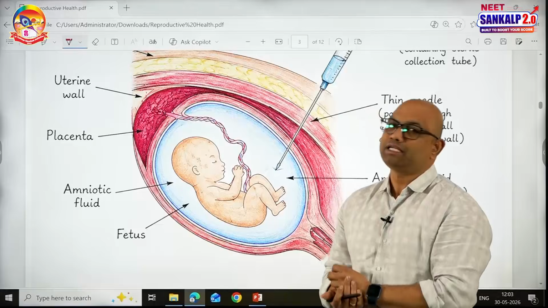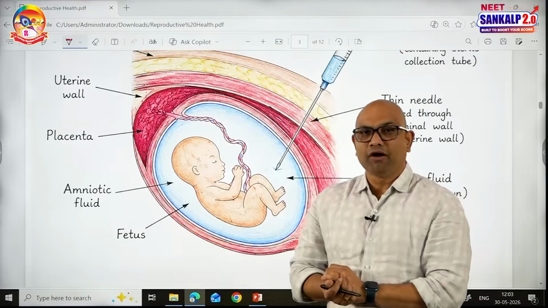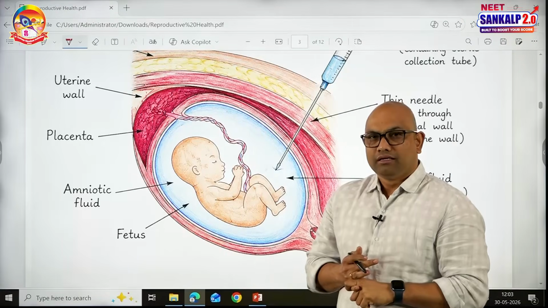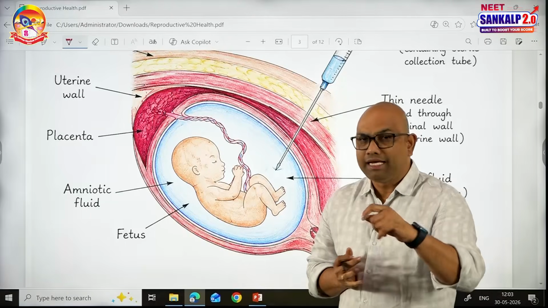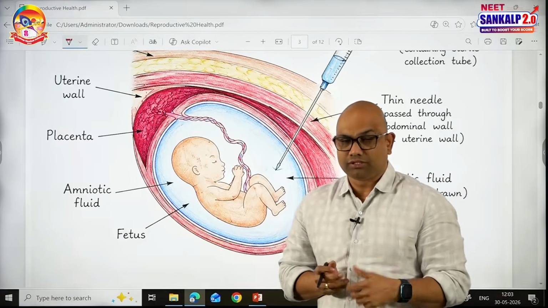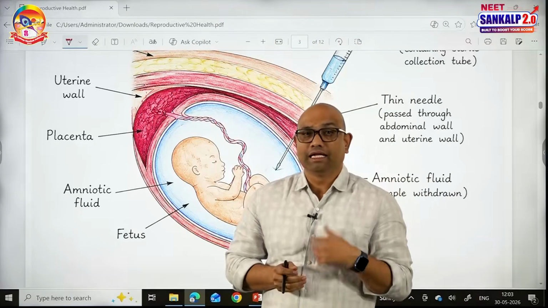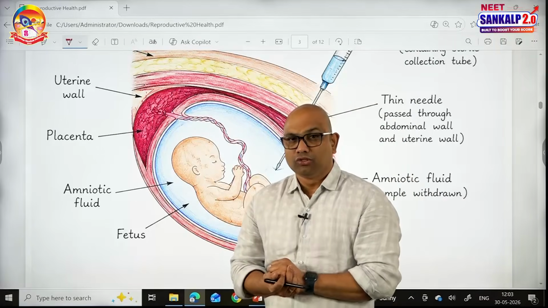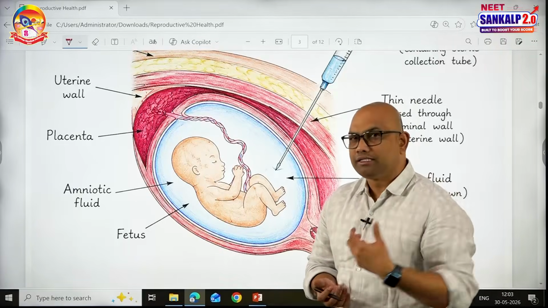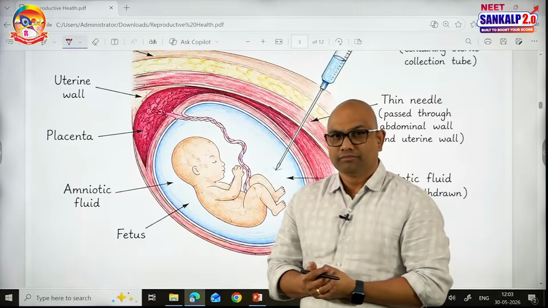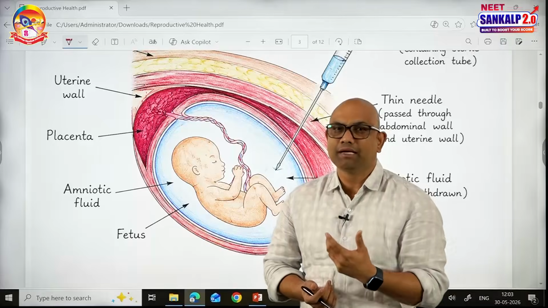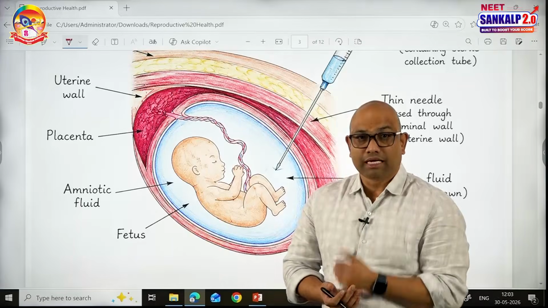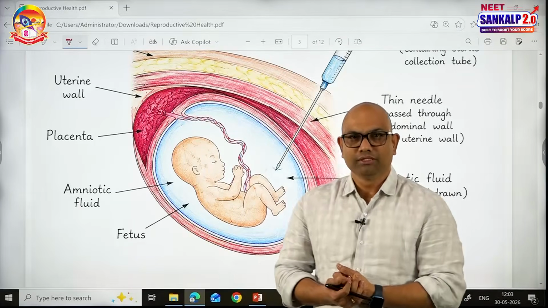And what is the purpose of amniocentesis? Amniocentesis is performed to know the genetic makeup of a child. It can identify gene disorders like Mendelian disorders. It can diagnose chromosomal disorders, and it can also identify some metabolic disorders based on the biochemical substances. So, what are the gene disorders that can be identified by using amniocentesis? For example, sickle cell anemia and hemophilia can be identified. Chromosomal disorders like Down's syndrome, Klinefelter's syndrome, Turner's syndrome can be identified.